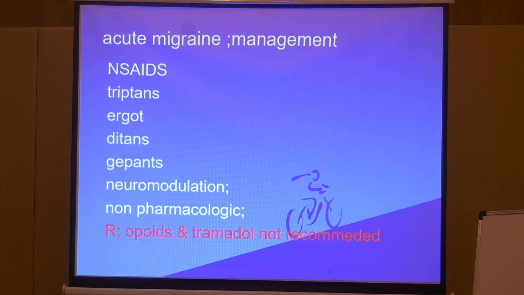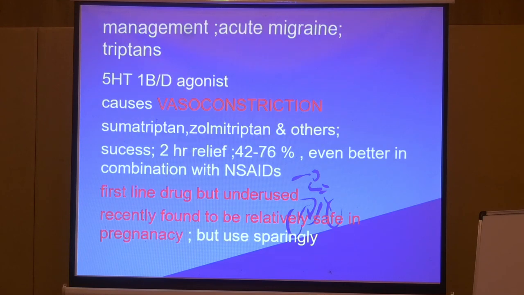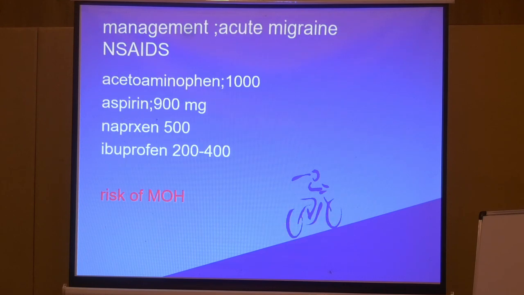Neuromodulation and non-pharmacological measures don't make much difference. But you have to remember that tramadol and opioids are not effective in the management of acute headaches. So tramadol won't work in acute headaches. Now coming to the NSAIDs, see the dosages: acetaminophen is 1000 milligrams, aspirin is 900 milligrams. This is for acute pains.